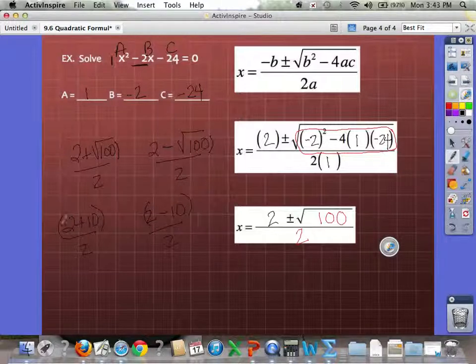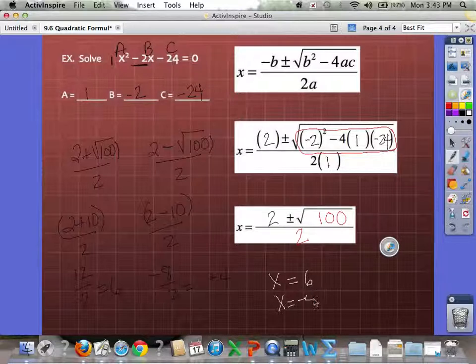So you can figure that up. 2 plus 10 is 12. 12 divided by 2, which is 6. All right, 2 minus 10, which is a negative 8. Negative 8 divided by 2, which will make a negative 4. So my answers are, let's get a different color, getting hard to see. My two answers are x is equal to 6 and x is equal to negative 4.